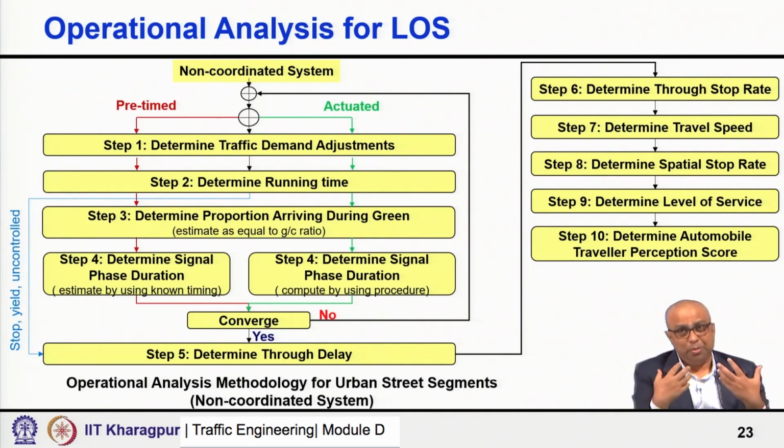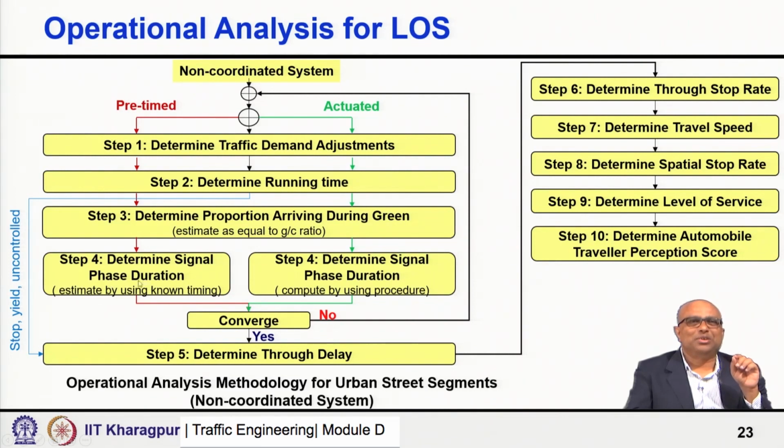Actuated means we are getting the inputs on a real-time basis from sensors, and accordingly the whole control is happening. The cycle length, the green time, phasing, everything will change, and the detailing will be changed accordingly. For both cases, step 1 is traffic demand analysis and adjustment. A lot of adjustment needs to be done in the traffic demand, considering capacity and other factors. Then determine the running time. Step 3, determine the proportion arriving during green, which is very important for signal control.